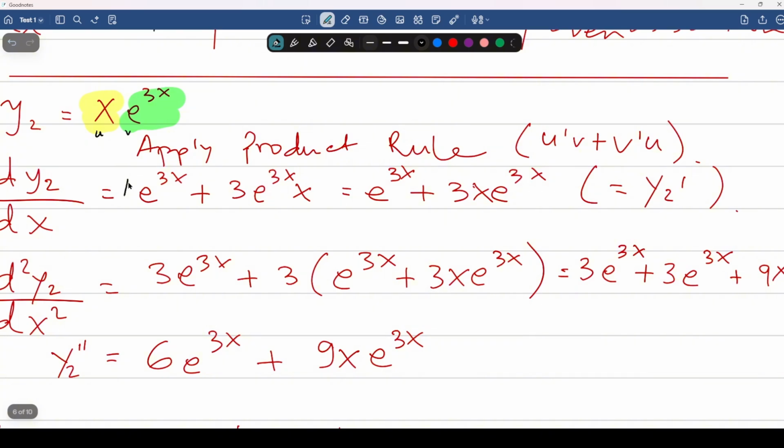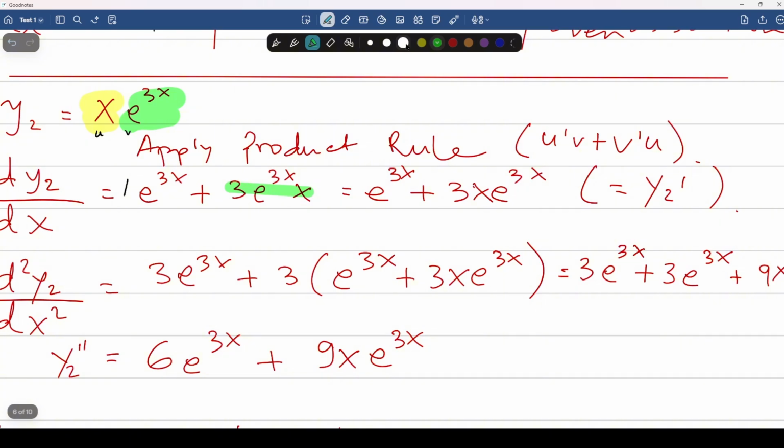The next one is v prime u. v prime will be 3e to the 3x, and we multiply by x, because v prime times u involves x. So this combines to become e to the 3x plus 3x e to the power of 3x. We call that the first derivative, y2 prime.